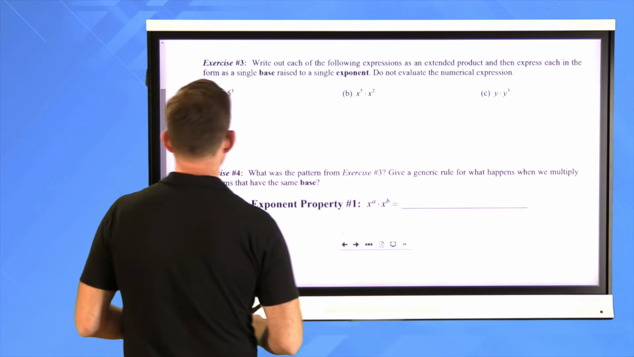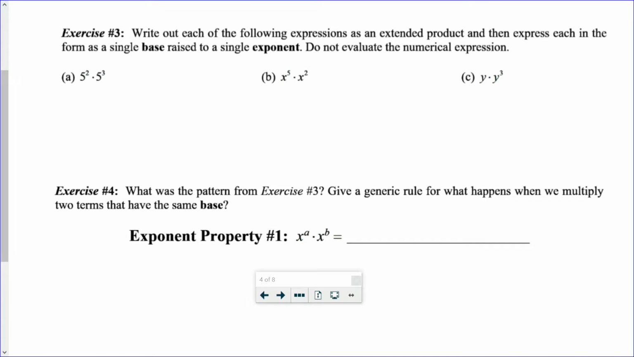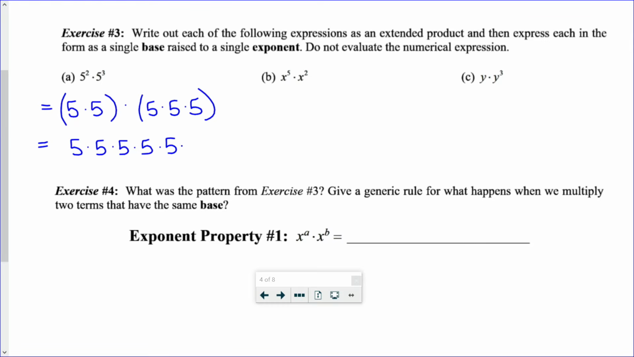All right, in letter A, we've got 5 to the second times 5 to the third. Well, 5 to the second is just 5 times 5, and I'm going to leave that in parentheses, times 5 to the third, that's 5 times 5 times 5. Now, the associative property of multiplication says, well, I don't really need the parentheses there because it's all multiplication.